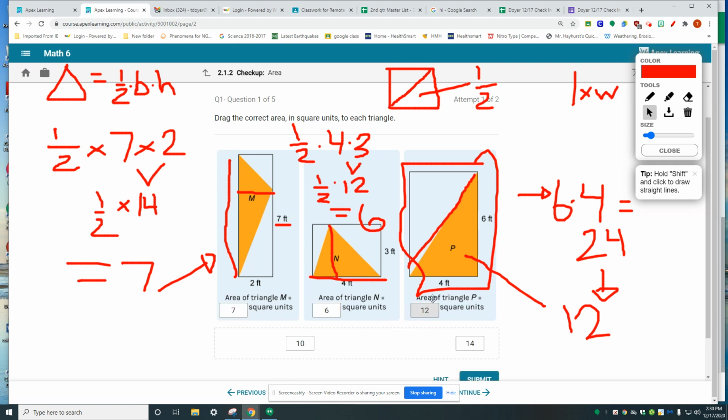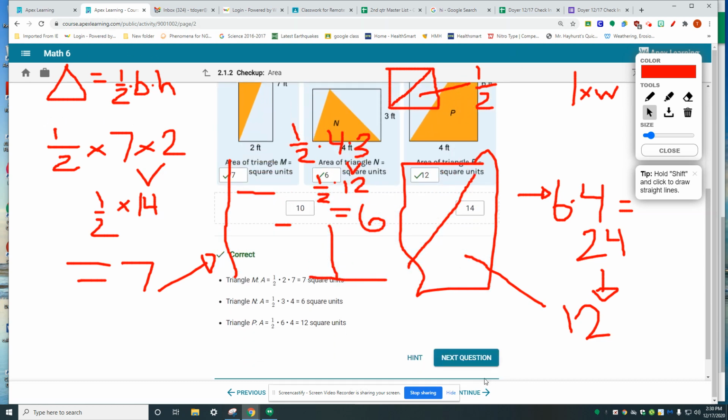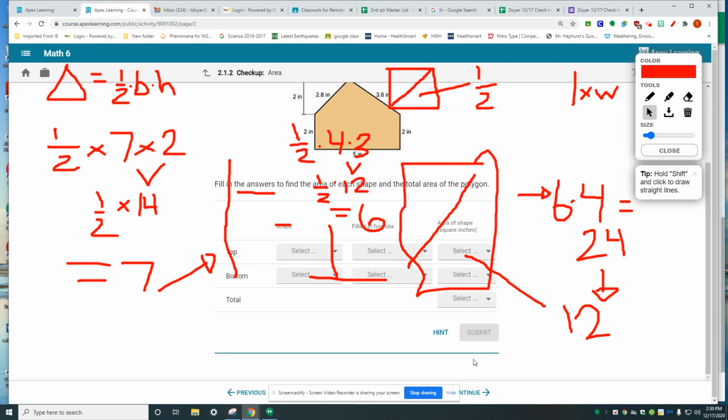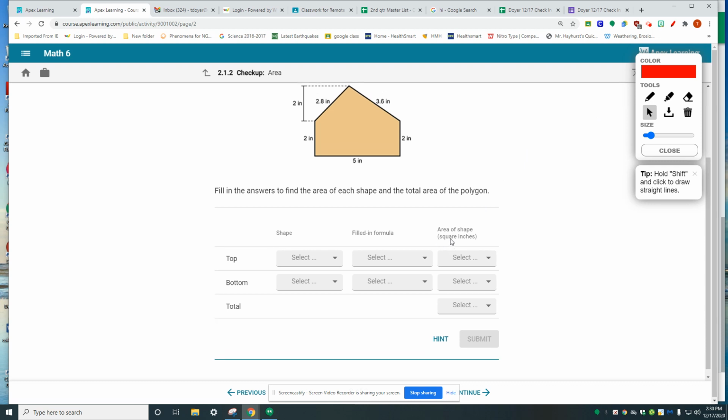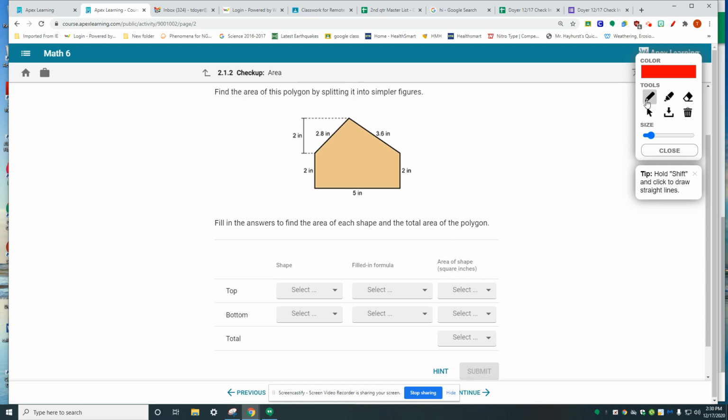Okay, so this is the biggest thing to remember: half of a rectangle is the triangle. When I use a triangle, I'm always going to use 1/2 base times height, and length times width for the rectangle. Submit. Those are correct. Okay, let's clear this. I'm going to do one more. I'm going to share this with you, and then you can try some on your own.